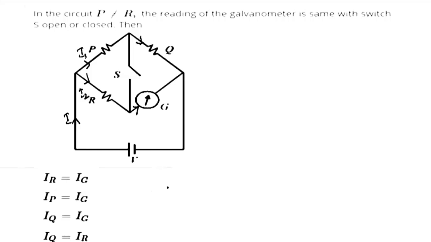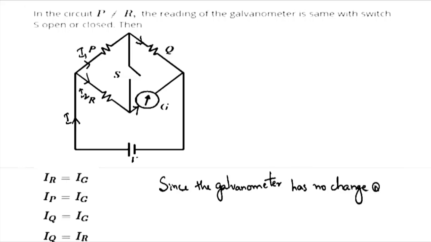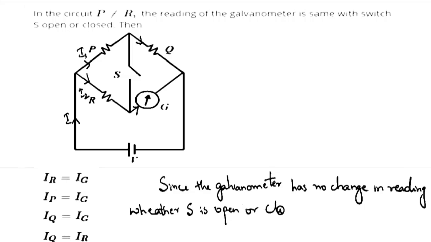So you can say that since the galvanometer has no change in reading, whether S is open or closed, this means that the bridge is balanced.